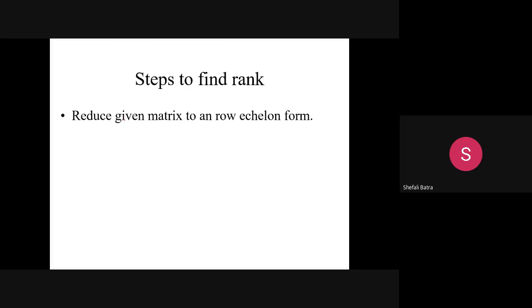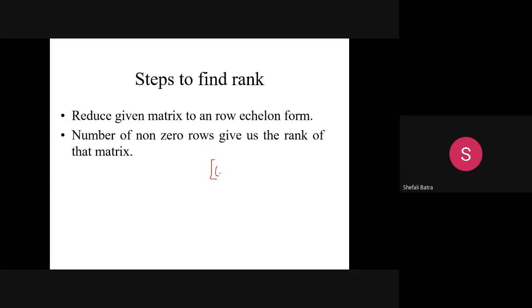Steps to find the rank: reduce the given matrix to a row echelon form and then count the number of non-zero rows. That count gives us the rank of that matrix. If all entries of a row in this matrix are 0, then only it is a zero row. If you are having something like 0 1 0, then it is a non-zero row. If all entries are zero, then only it would be a zero row, otherwise it is a non-zero row.